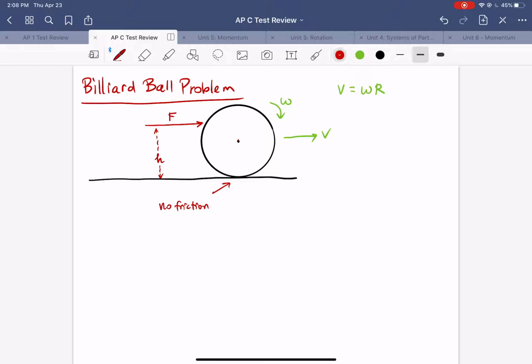Okay, so first of all, we're going to solve this by actually dealing with accelerations rather than velocities.